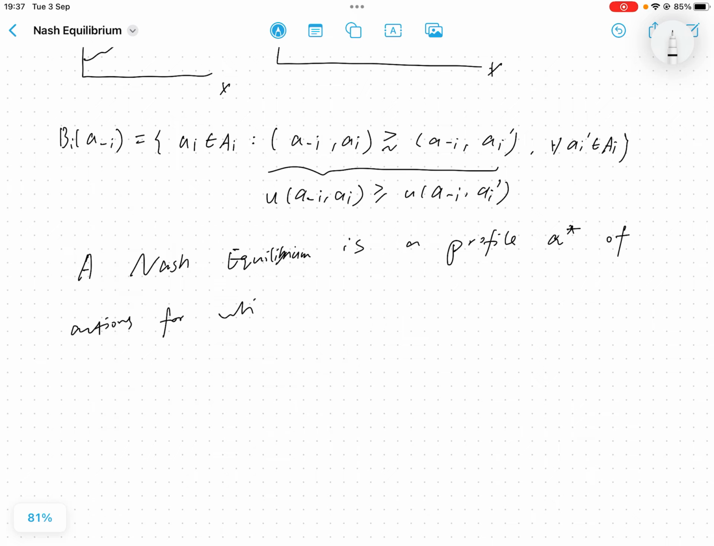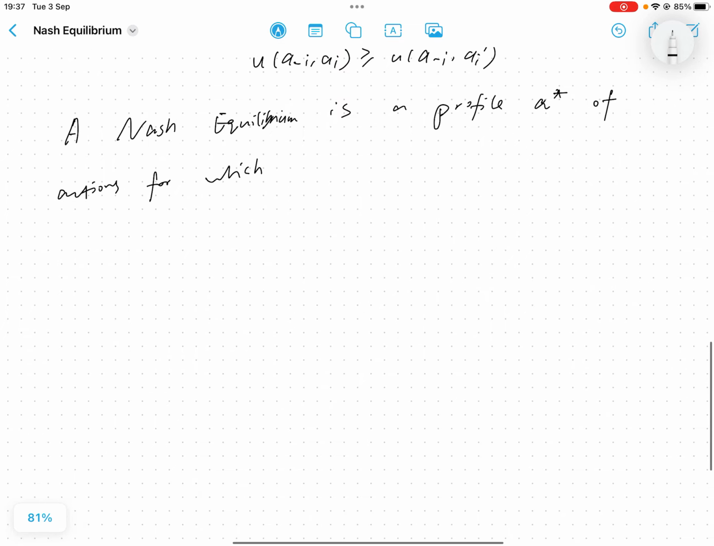So the requirement for that is that a_i star is an element of the best response for player i given all a_{-i}'s, right? And this is true for each player. It has to be true for each player to make this a solution concept. So intuitively, we use NE for Nash equilibrium.